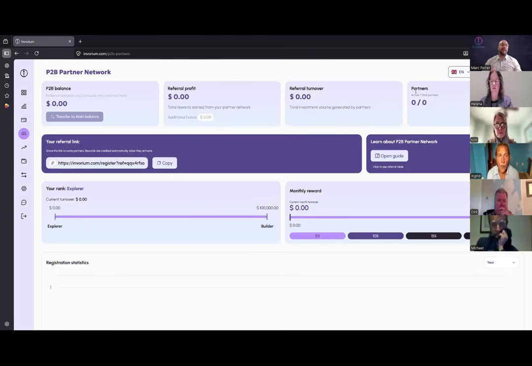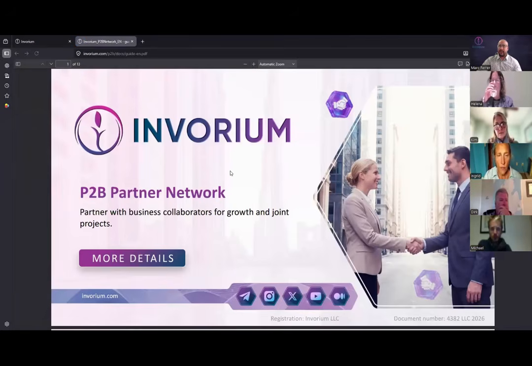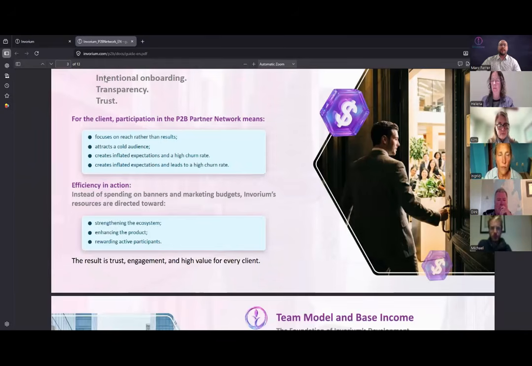This is an indicator of the activity of your team. It clearly shows the ratio of active partners to the total number of registrations. It helps to understand how effectively your onboarding is working. Also, we have here in this section, learn about P2B partner network. If you need to quickly refresh in your memory the mechanism of payouts, or you want to show a partner a table of rewards, this button with a detailed guide is always at hand here. You can see this is the full guide.